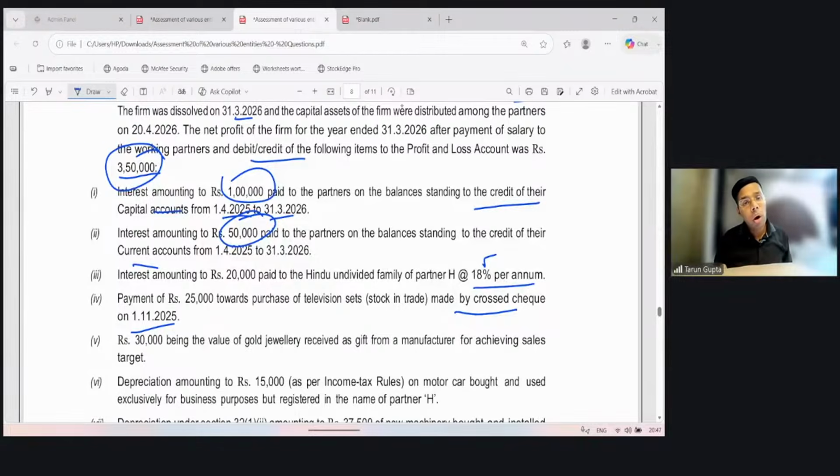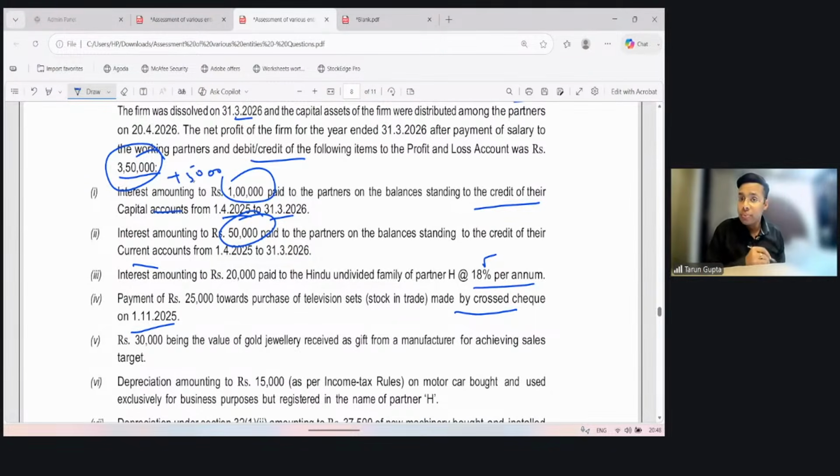Why? Because the interest has been authorized from 1st October with effect from 1st April retrospectively. And I will not allow the retrospective interest. I will only allow the prospective interest. So the interest I will allow is only 50,000. I'll add back 50,000 towards interest on capital account.